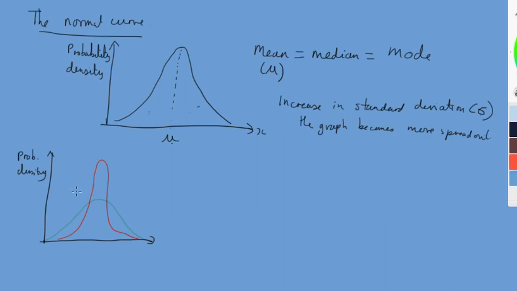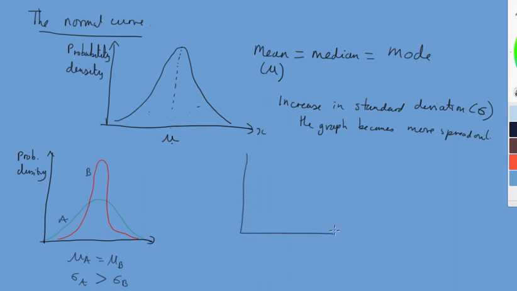So for both of these, I'm going to call this graph A, and this graph B. The mean of A is equal to the mean of B, because they both have the same peak at the same place, but A is more spread out. So the standard deviation of A is greater than the standard deviation of B.